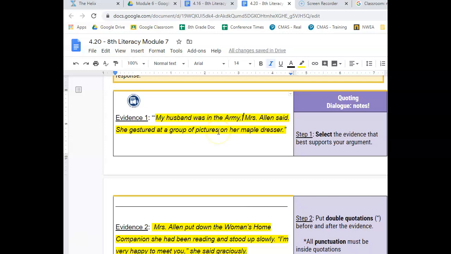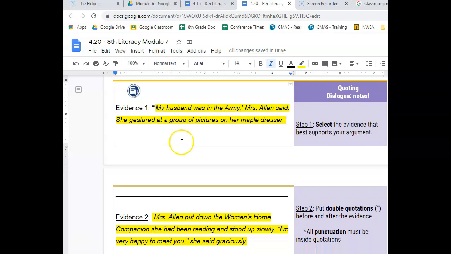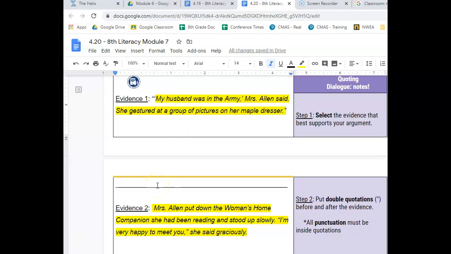All right, if I do that, then this is now punctuated correctly if I were to use it in a written response. Next, what I want you to do is you are going to do the same process for evidence two, but you're going to do this on your own and your teacher is going to check your work. So please make sure that you are punctuating this correctly using the correct quotations if you are including this in a written response.